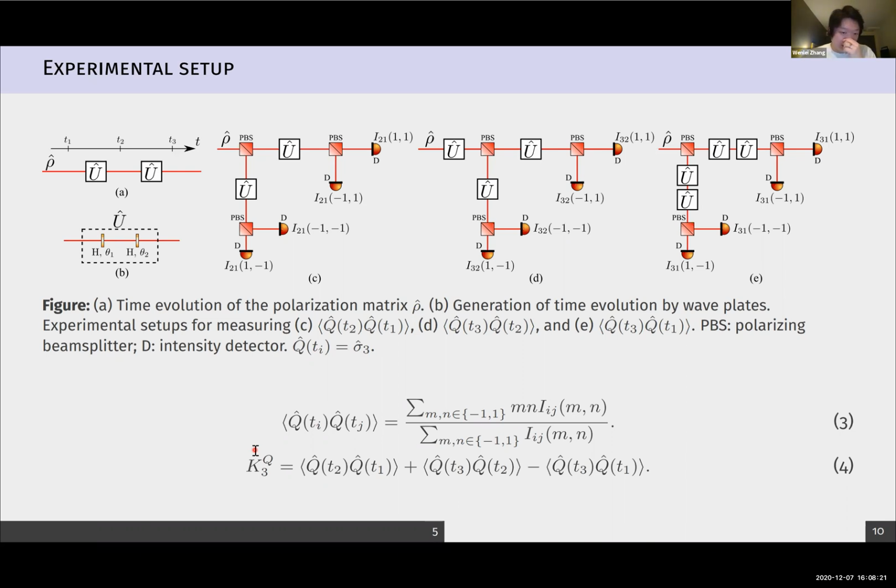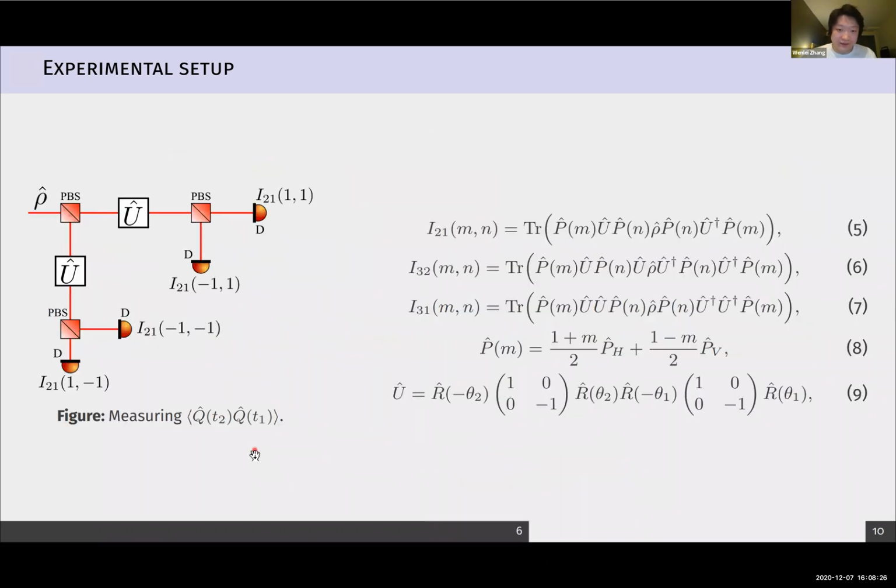Now, we also want to theoretically calculate what K3Q is. And to do that, we use these equations here within the Jones calculus. So here I'm showing the measurement to measure QT2 times QT1 again as an example. To calculate each of the intensities, we just applied each optical component to rho in sequence and take the trace of the final polarization matrix.